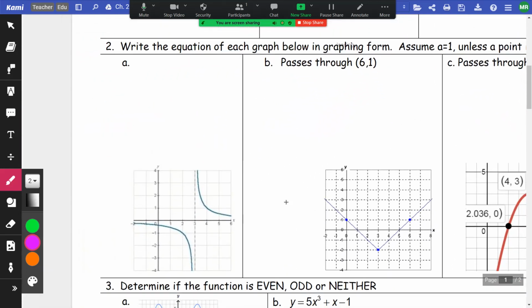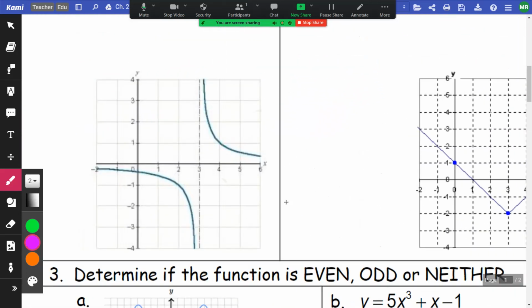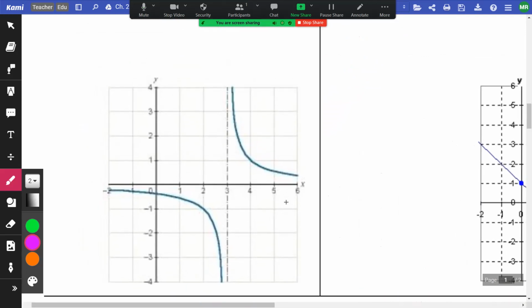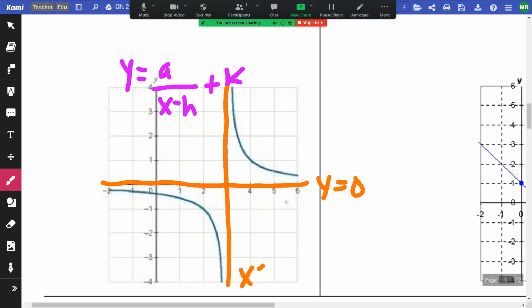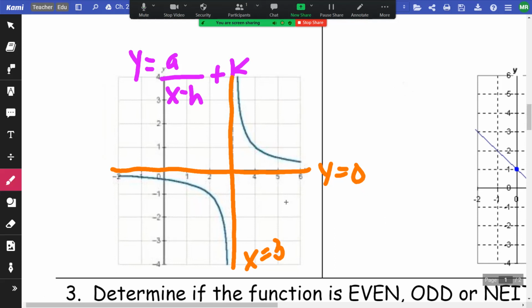On these ones, we are trying to write the equation of them. And so for this graph, the general equation would be y equals a over x minus h, plus k. And the important things I want to look at are these asymptotes. So I have an asymptote right here, it looks like, at y equals 0. So that means my k is going to be 0. And I have an asymptote here at x equals 3. So that means my h is going to be 3.